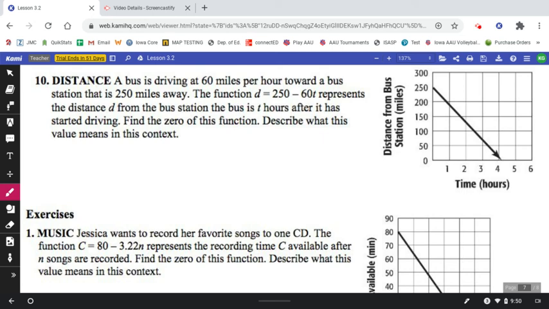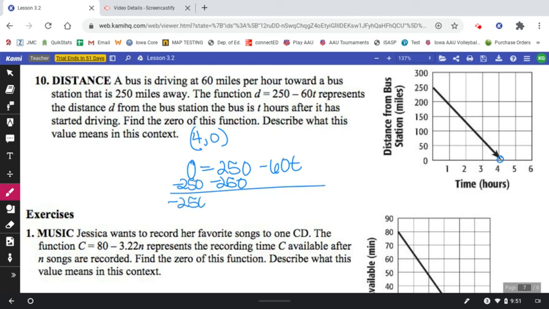So I can do it two ways. First of all, I can look at the graph, and I think the 0 is 4, 0. I can also do it algebraically by setting the equation equal to 0 and solving. So if I subtract 250 from both sides, that would give me negative 250 equals negative 60t. Divide by negative 60 on both sides, and I actually get time to equal about 4.1. So from looking at the graph, I would guess 4, 0, or doing it algebraically, 4.1, 0.